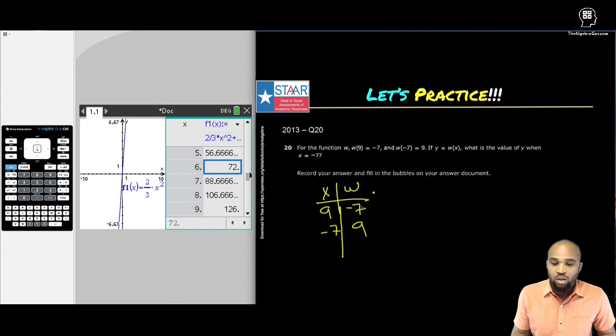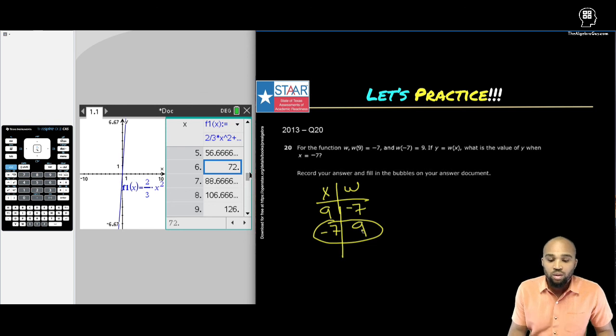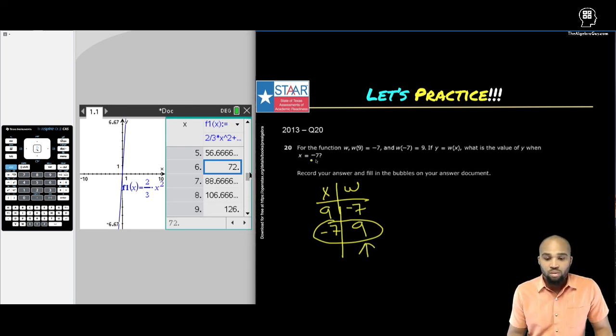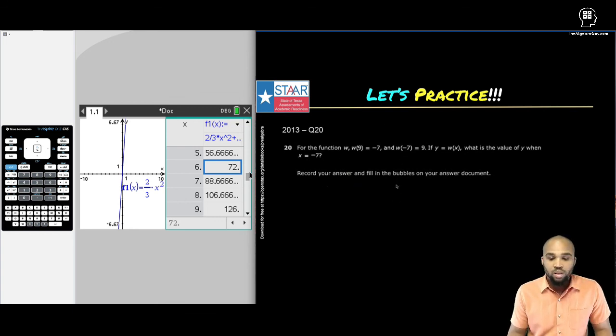And what they're asking is, what's the value of y, or our w, when x equals -7? x equals -7 is just going to be 9. So once you write it out like that and see that they're just giving us points, you'll see clearly that it's just going to be 9. I don't know how else to do that when it's so straightforward. I feel like there's something else I need to do.